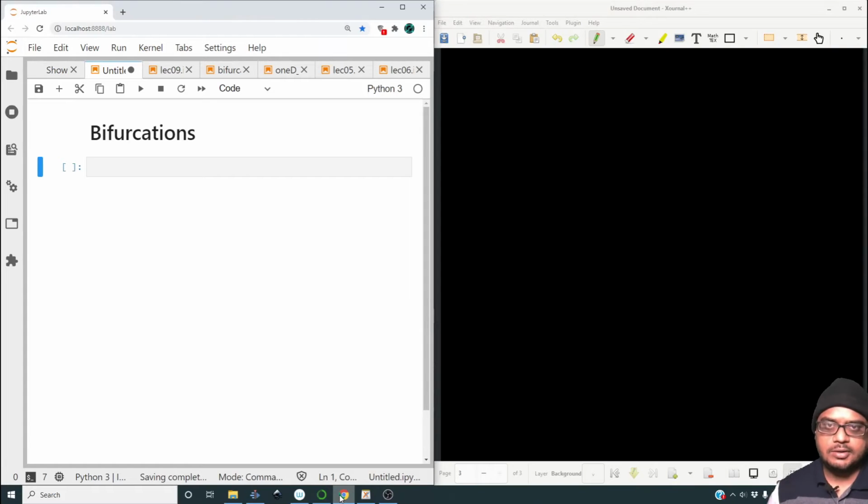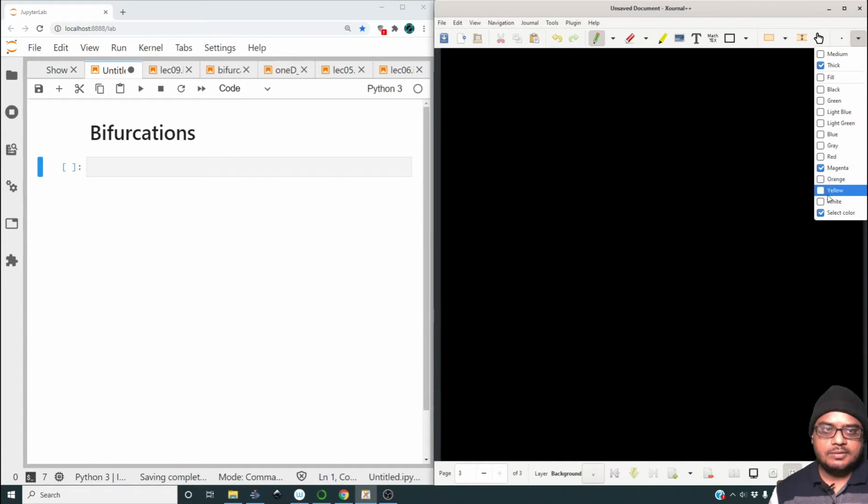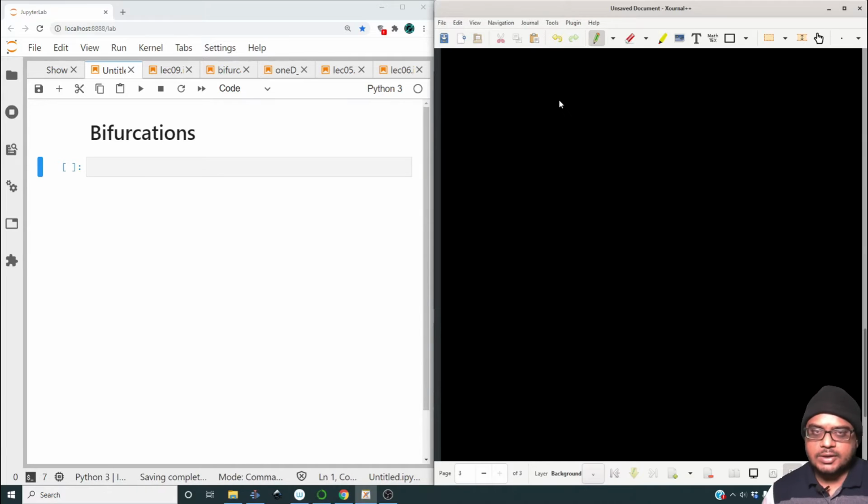We're going to look at bifurcations. Before studying bifurcations, let us quickly take a look at something which we had studied in the previous lecture, that is the stability of fixed points. So we had seen fixed points in the last lecture.